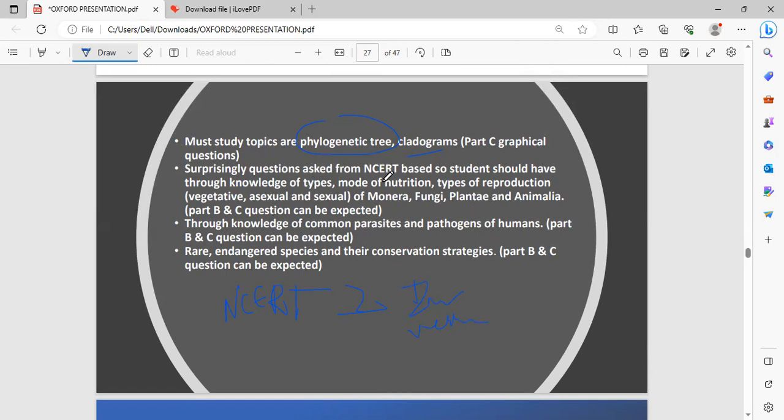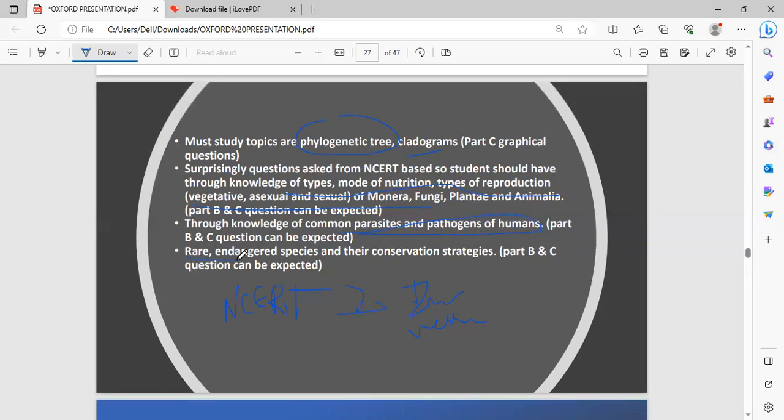After that, types and modes of nutrition, types of reproduction, that is vegetative, asexual, sexual modes, of the 5 kingdom classification, that is Monera, fungi, plantae, animalia, and protista. After that, the parasites and the pathogens of humans.